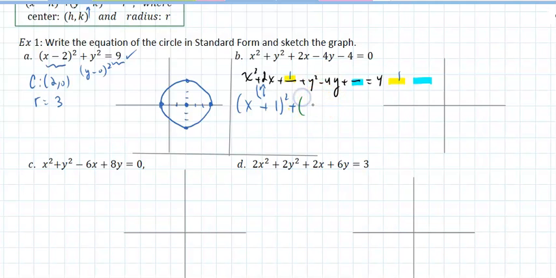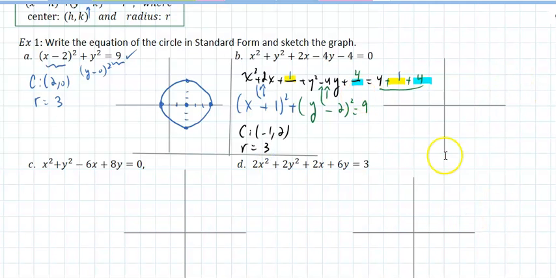And for the y's, I'm going to take half of the middle number, which is 2, and square it. And this is going to be y with that sign, the number before I squared it. And 4 plus 4 is 8, plus 1 is 9. So the center would be negative 1, 2, and the radius will be a 3.